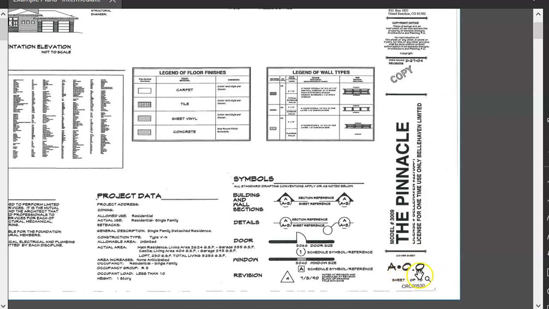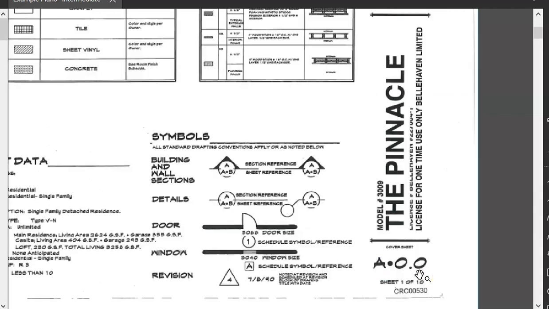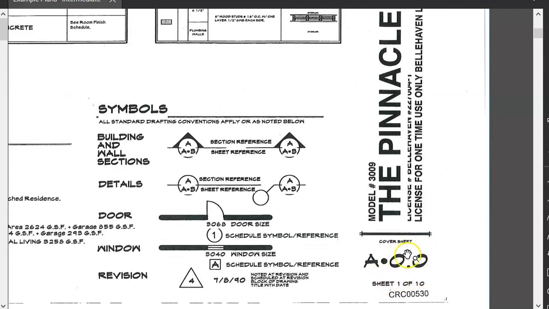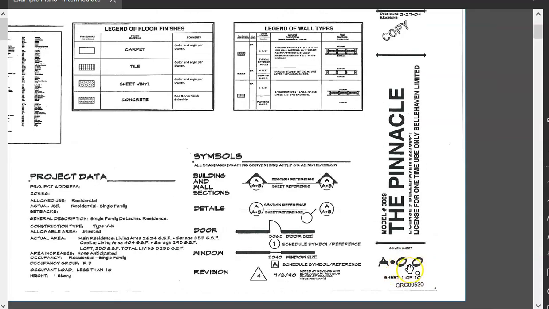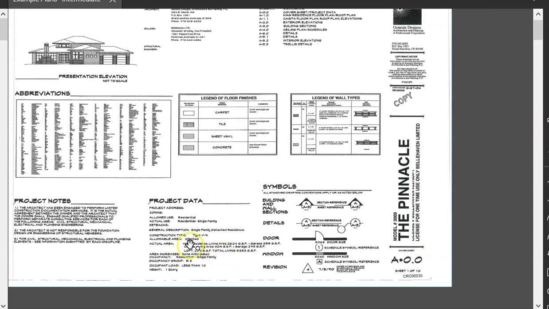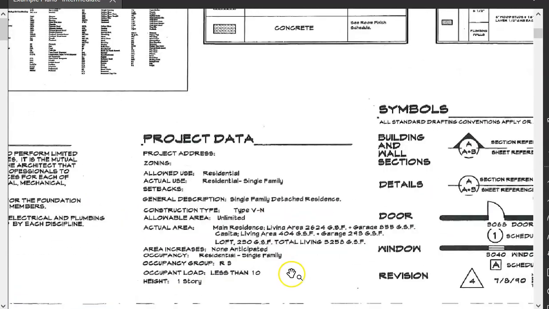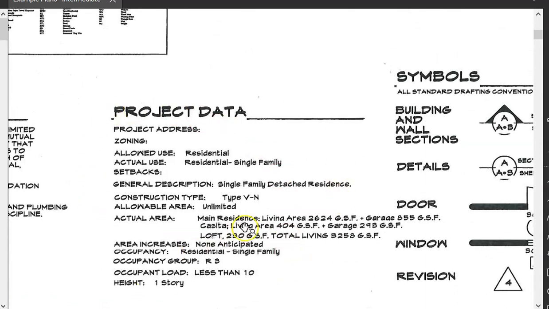And typically, we like to have a sheet number that allows further additions. So this is a 0.0. So if we decided later that we wanted to add another cover sheet or second page, we can make it 0.1. Again, here we have some project data. Where is it located? What is the use? Again, general description, construction type, occupancy type, and things like that.